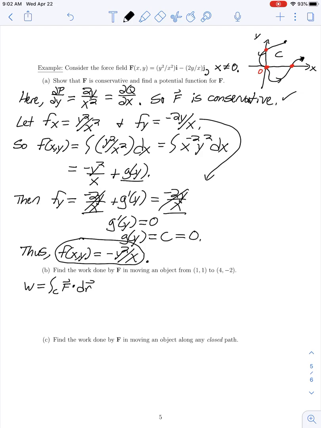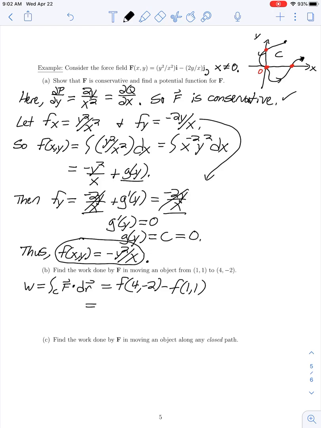So here, since this was a conservative vector field, we showed in part A this was conservative, the fundamental theorem for line integrals says that this line integral can be evaluated by taking the difference in our potential function at the terminal point, 4, negative 2, and the value of our potential function at the initial point, 1, 1.